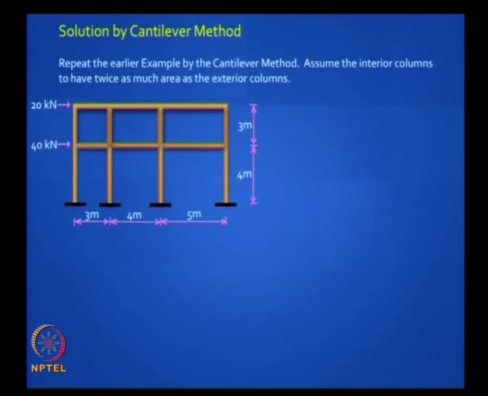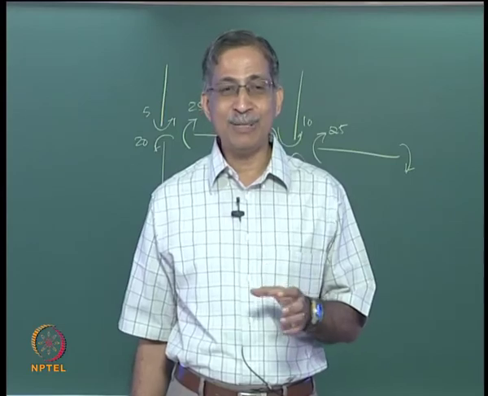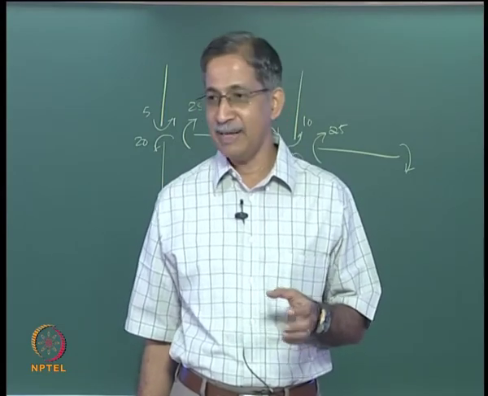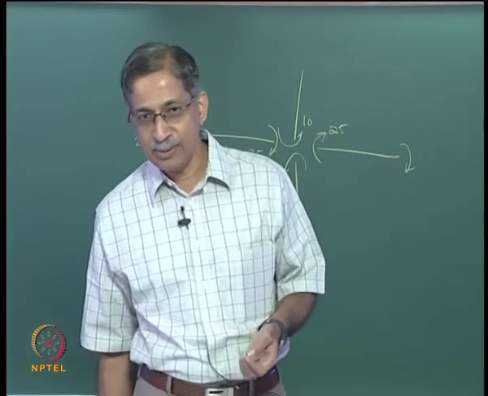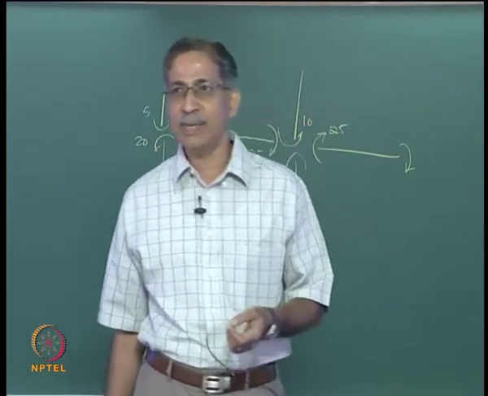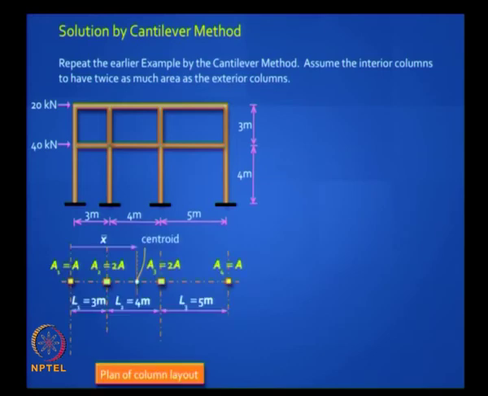How do you begin? Well, first you need to assume something about the cross sectional areas. If nothing is given, you can assume all the areas are equal, but here we are told that the interior columns have twice as much area as the exterior columns. So you have 2A for the two interior columns and A for the exterior columns, right? Can you locate the centroid x bar? Will you do it quickly? What is x bar equal to?